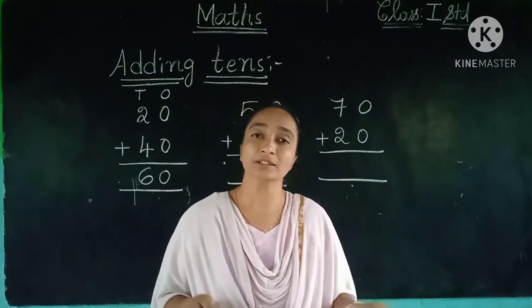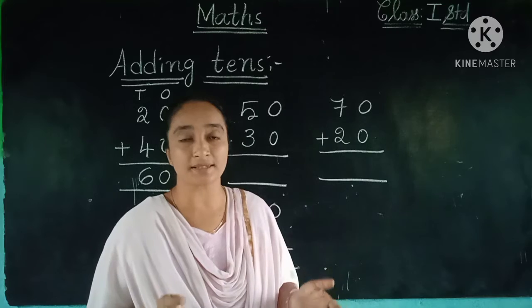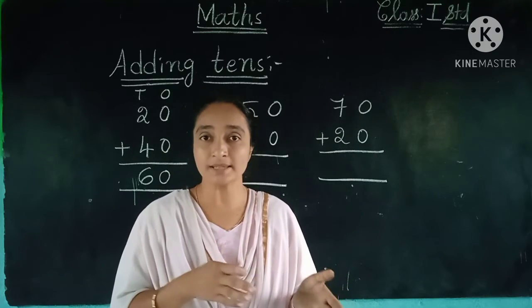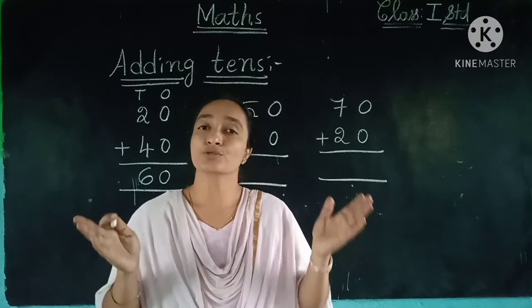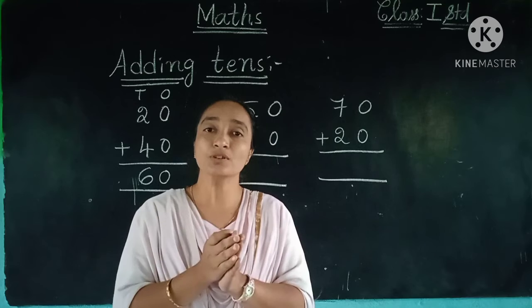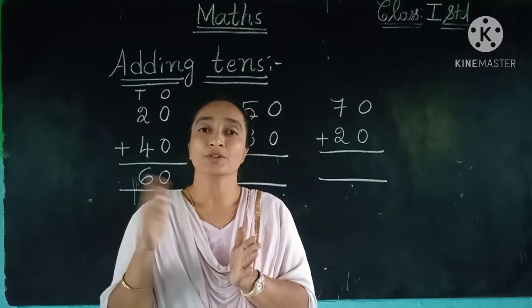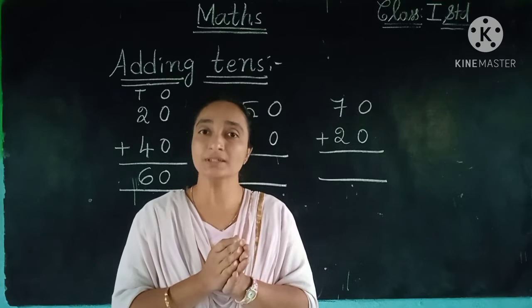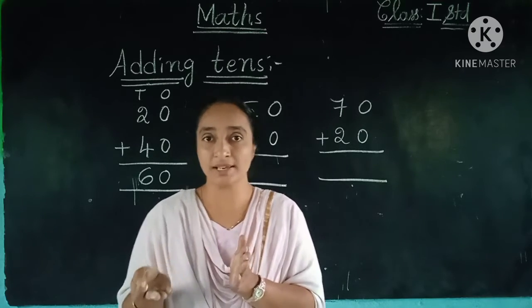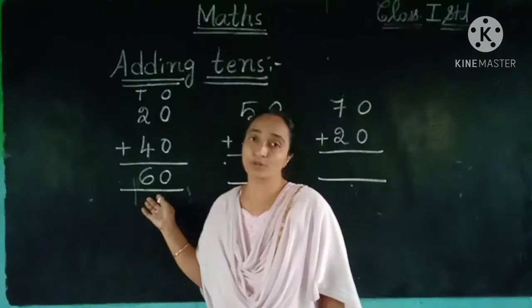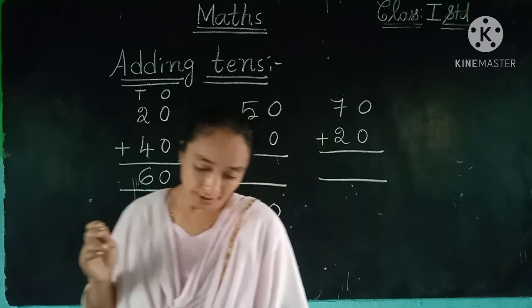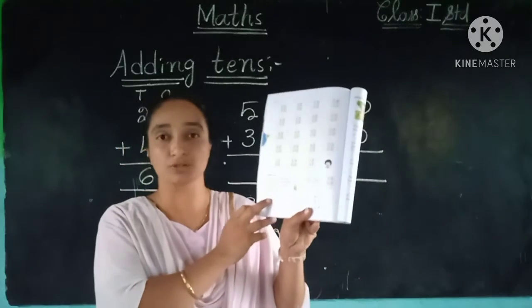So all together, both the children had 60 rupees. Pavan has 20 rupees, Jaya has 40 rupees. So 20 plus 40, 2 plus 4. So 2 tens, 20, 4 tens, 40. All together 2 plus 4, how much, children? 6. So 6 tens, 60. They have 60 rupees. Now here they have given fill in the blanks also for you.